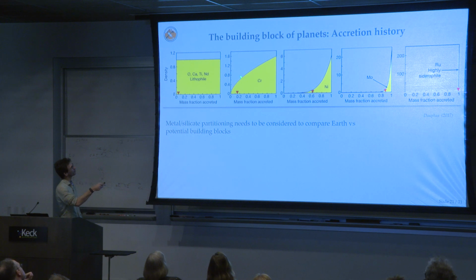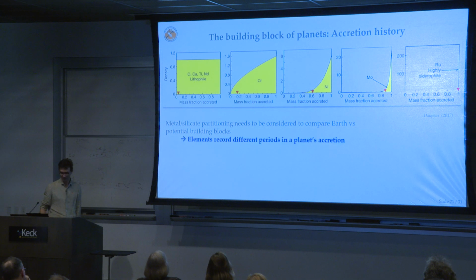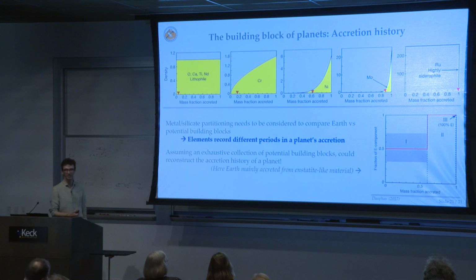So you don't record that much of the chromium in the first 20% of accretion. You don't record any of the nickel in the mantle in the first half of the accretion. Molybdenum really records in the mantle only the very last part of what's happening. And ruthenium is just the very late veneer because everything else will have been stripped into the core. So with something like this, you can essentially reconstruct a history of the accretion of a planetary body, which is a very powerful approach. But again, it's limited by what we have as input.